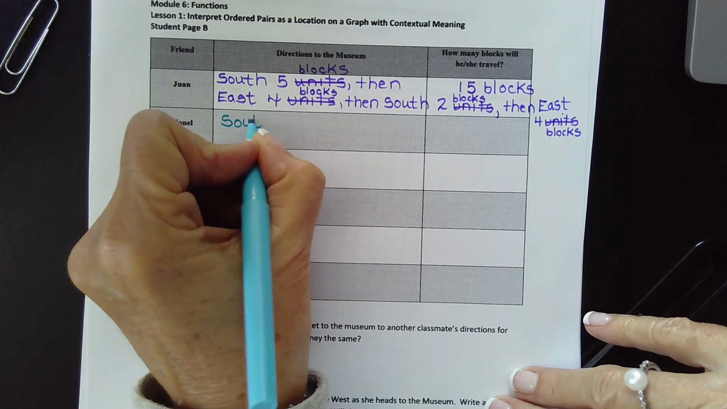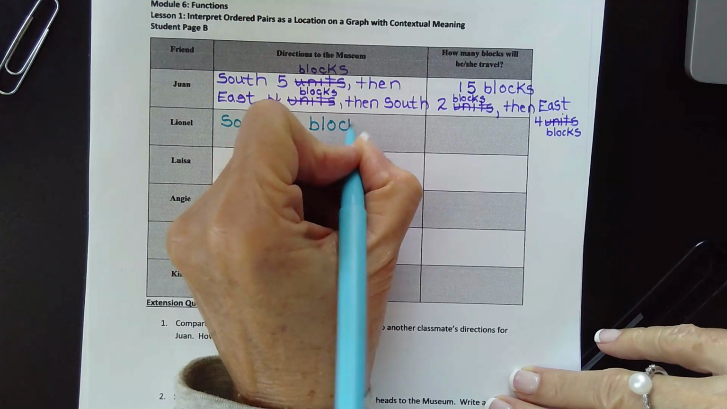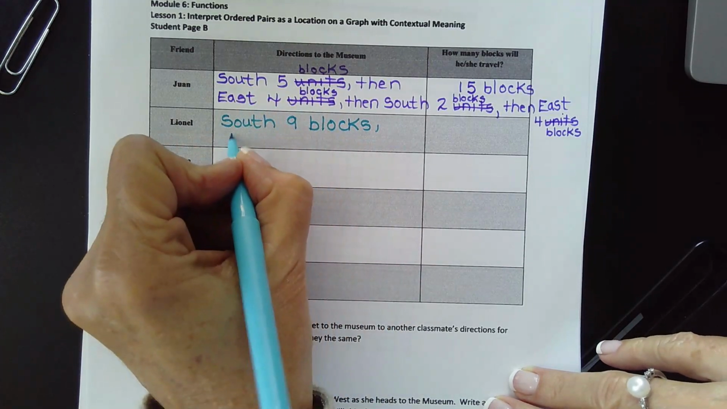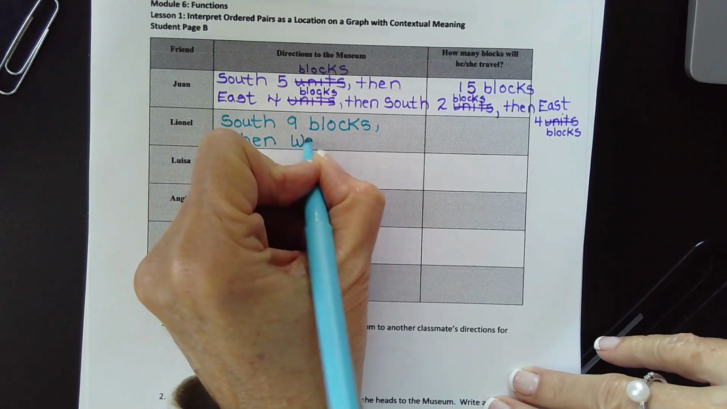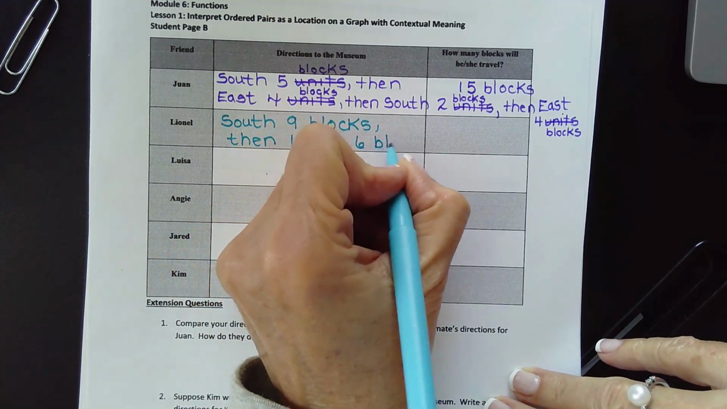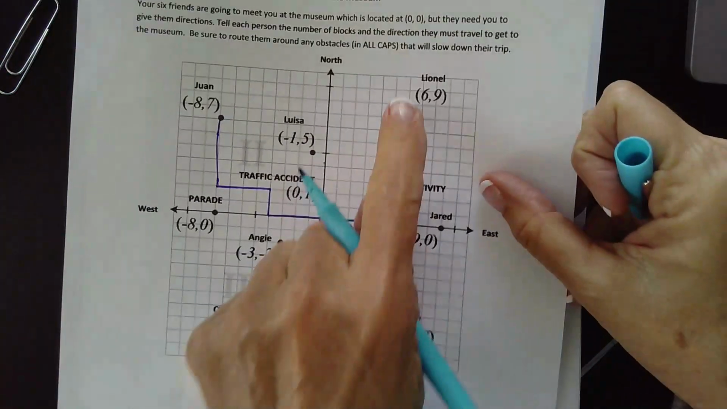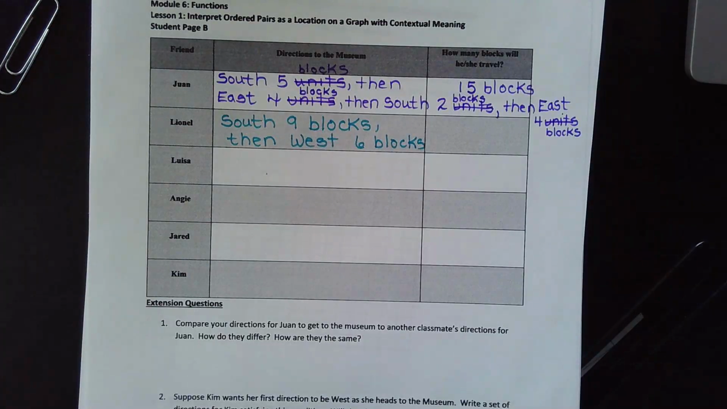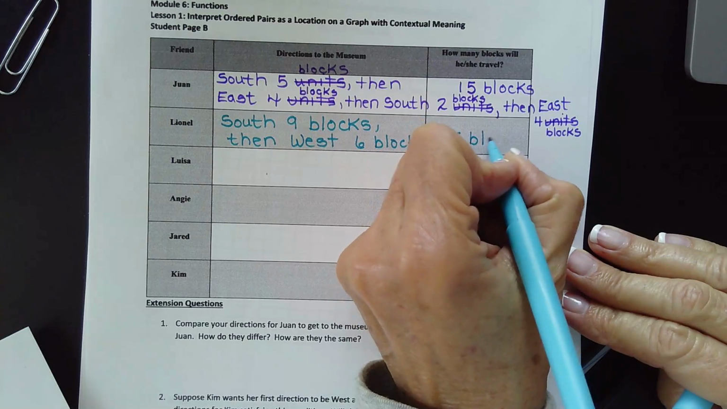South 9 blocks, then west 6 blocks. So that was nice. He didn't run into anything. So south 9, west 6. So he also has walked 15 blocks.